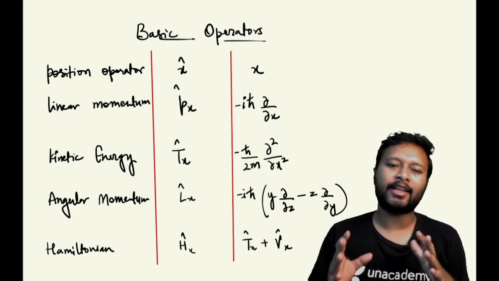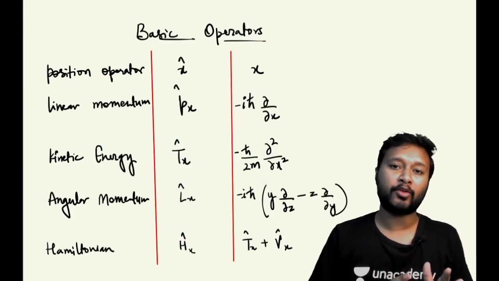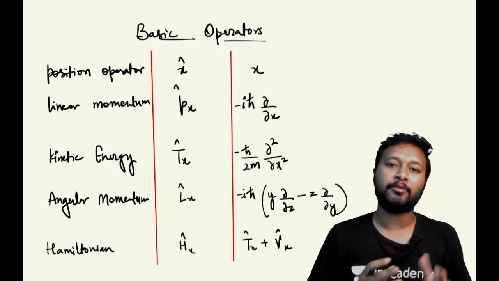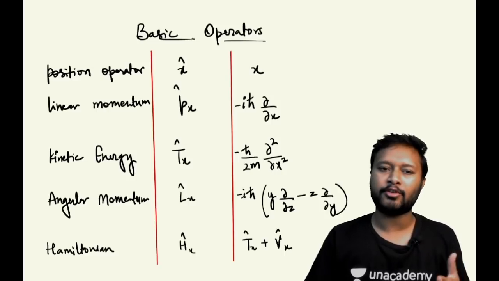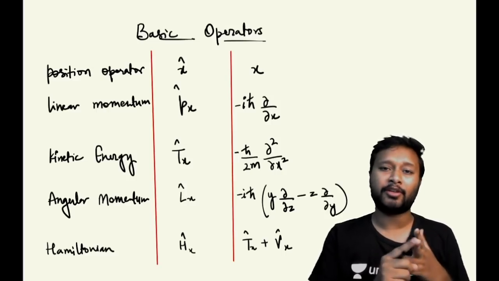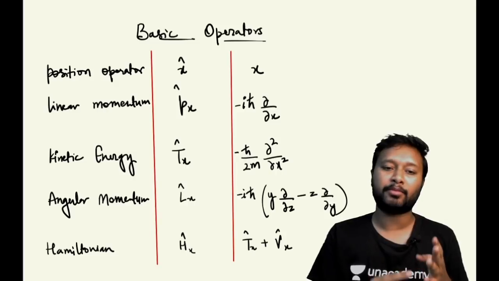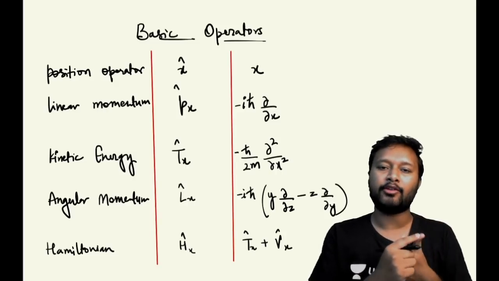Before starting anything about quantum chemistry, it's very important to have basic information about the operators. So here's a list of all the common operators which you need to know: your position operator, your linear momentum operator, kinetic energy operator, angular momentum operator, and your Hamiltonian operator.